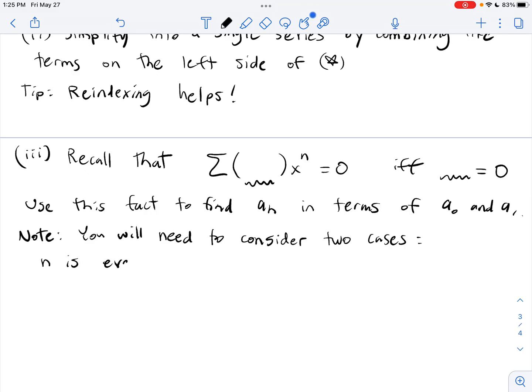N is even and n is odd. What do I mean by that? So n is even, that means we have a0, a2, a4, a2n, and we also have a1, a3, a5, all the way to a2n plus 1. Okay?